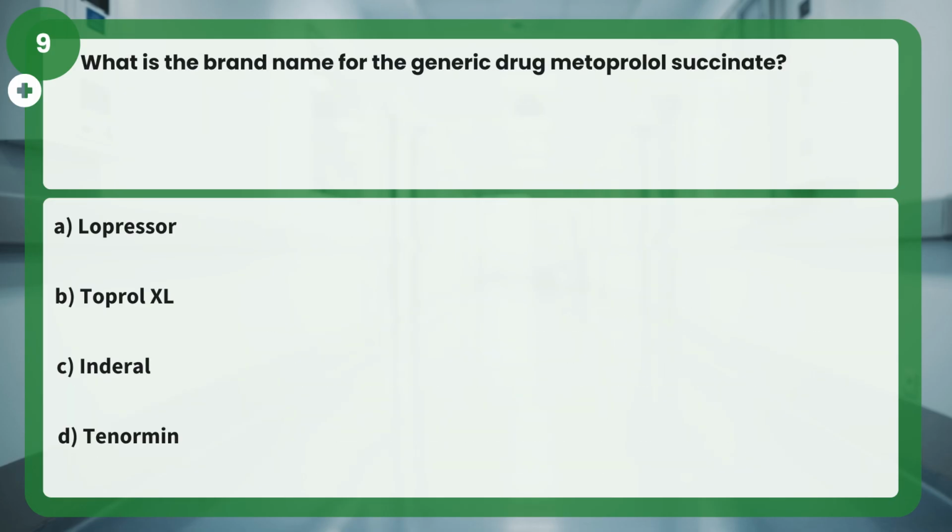Question 9. What is the brand name for the generic drug metoprolol succinate? A. Lopressor. B. Toprol XL. C. Inderal. D. Tenormin.